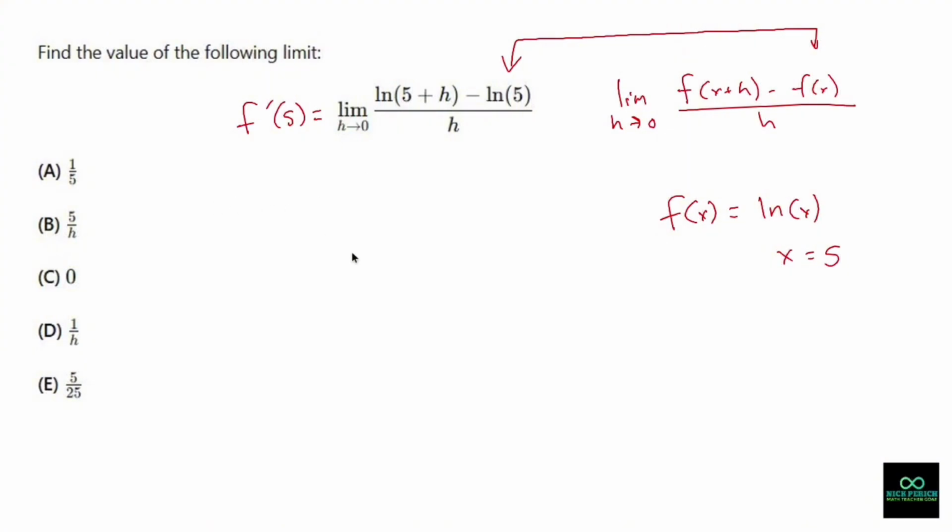So let's take the derivative of ln(x). So f'(x) is going to be 1 over x. Let's plug in 5. f'(5) is 1 over 5. And that's our guy. So not a difficult problem, just the way it's worded made it seem a whole lot worse than it had to be.